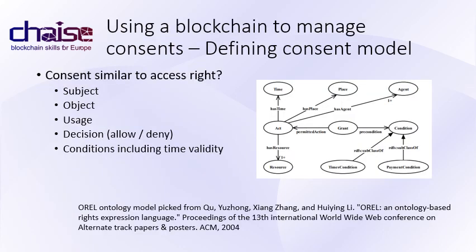First, let's consider how blockchain can be used to manage consents. Broadly speaking, a consent may be modeled as a set of access rules. Each rule is represented as a tuple describing the subject, who will be granted or not a usage right, the object, that is the set of data of which the usage right is provided, the target usage, and conditions such as time validity, and a decision part, grant or deny the right.